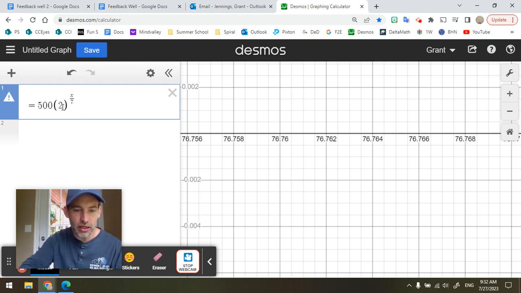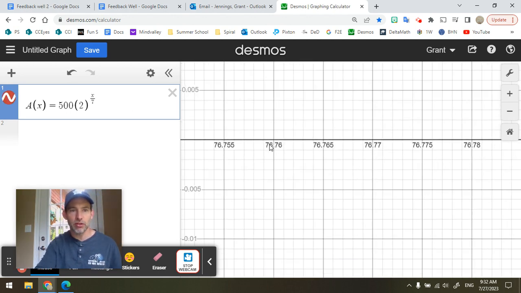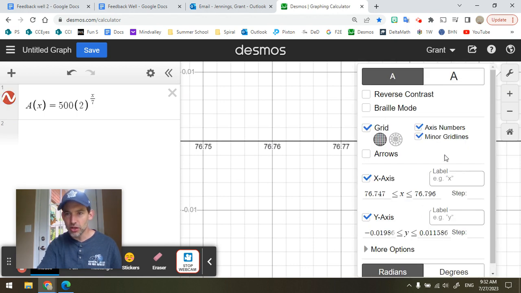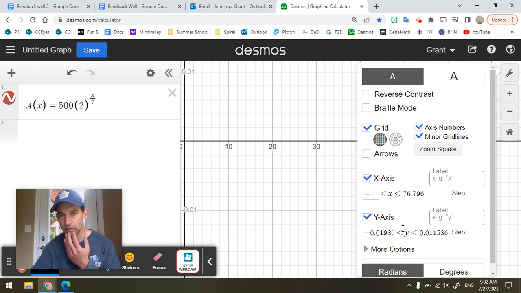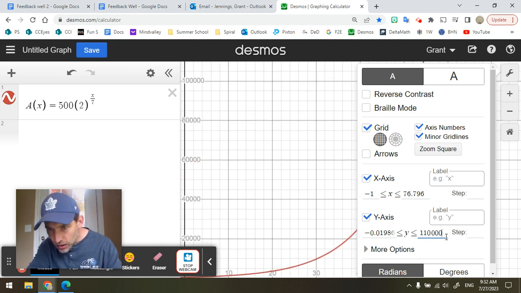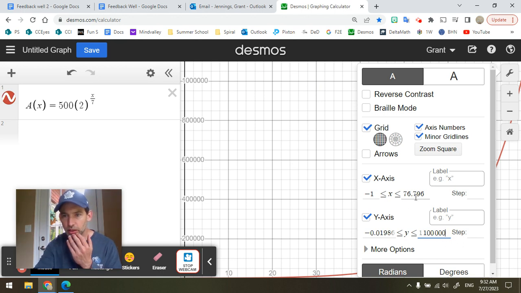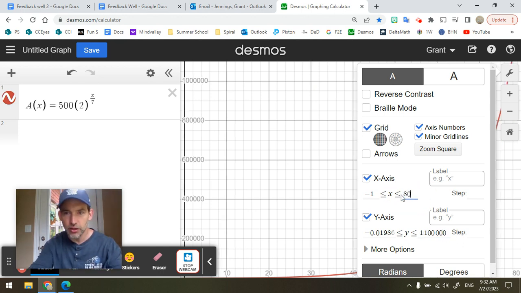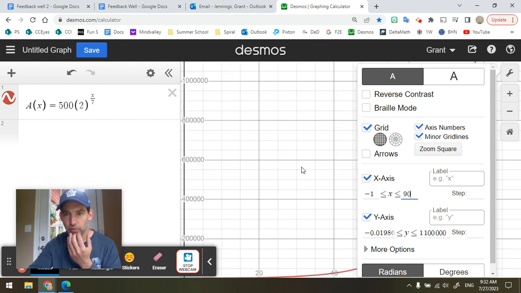Write this in as like a function. A of x is equal to this. So the amount is a function of time. We definitely want to see the starting value, and we want to see y values up to 1 million. And let's just see 80 years there. 90 years. There. All right.